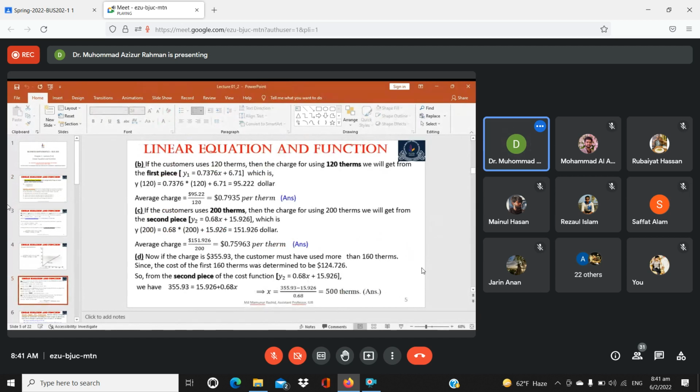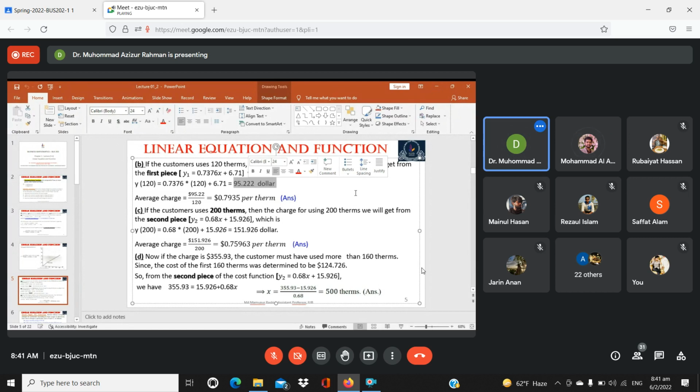If the customer uses 120 therms, which function should we use? The first function, because it is less than 160. So the first piece of the equation is y1 equals 0.7376x plus 1. Here we put the value of x equals 120. Then we can get the total cost. So the total cost is $95 if we use 120 therms. So this is my total cost.